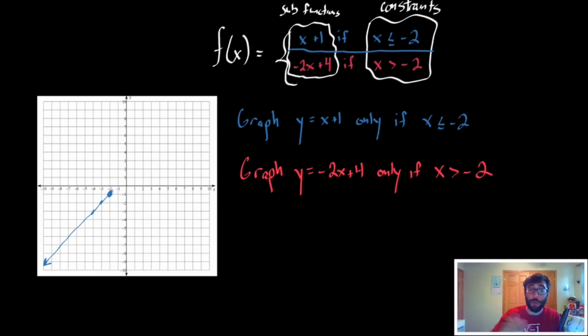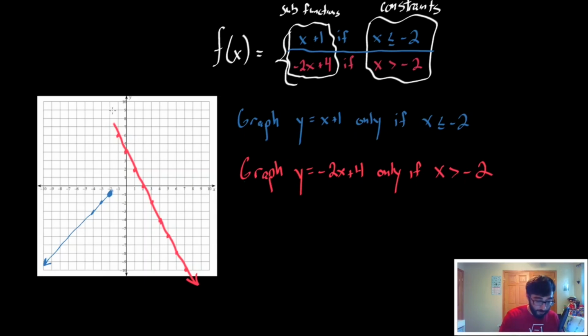Once again, you can make a table of values and plot those points, but I'm going to graph the entire function. This would be the graph if we were just graphing y equals -2x plus 4. The only thing is that it's only if x is greater than -2. So I'm definitely going to have to get rid of when x is -3 and -4 and so on. However, I don't want to get rid of when x is -2 entirely.